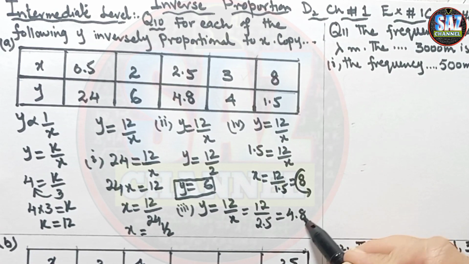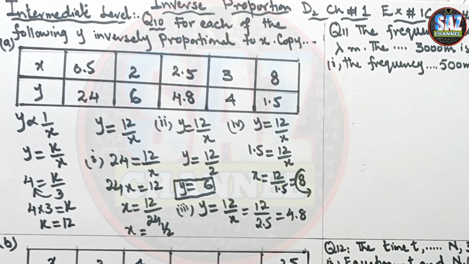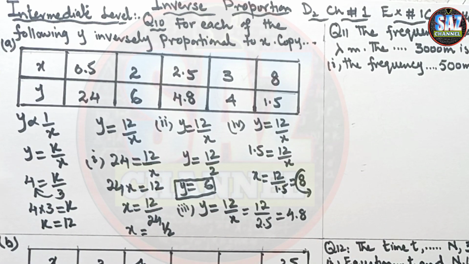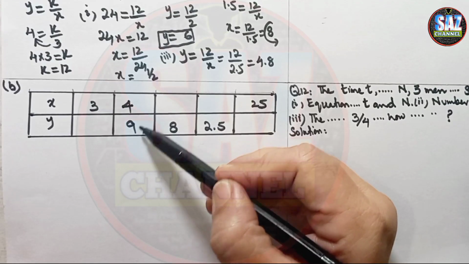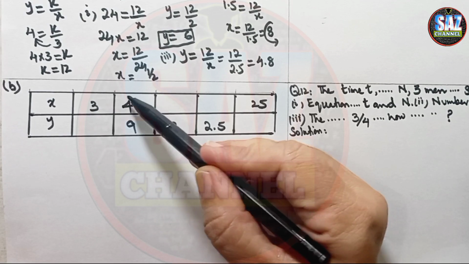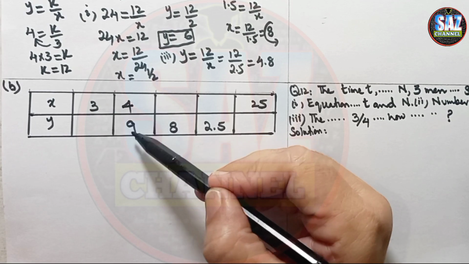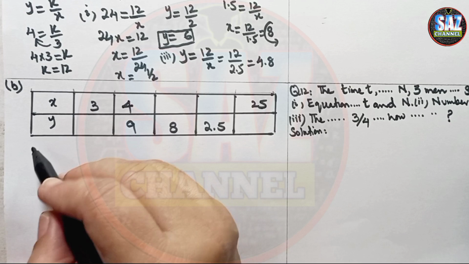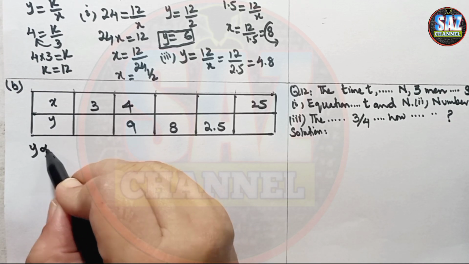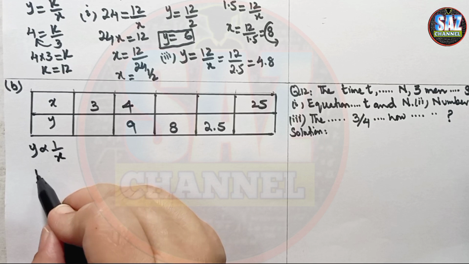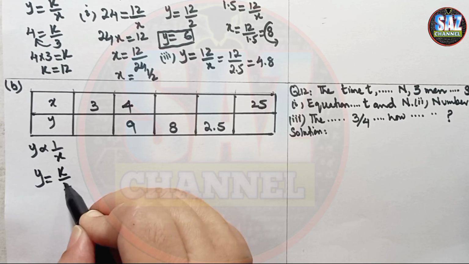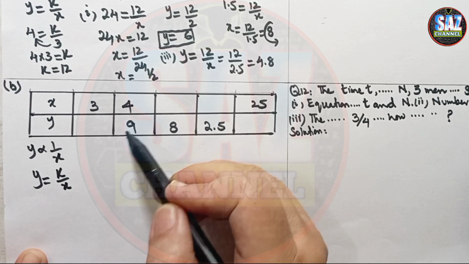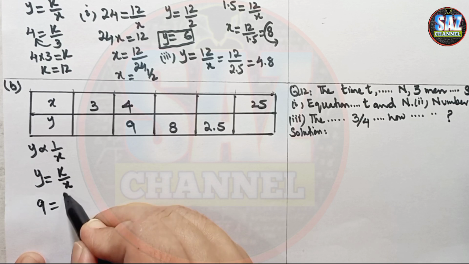Let's move to the next part of the same question. The main question is that y is inversely proportional to x. Again, this is the place where we are given values of x and y both, so this pair will be used for the calculation of the constant of variation. So let's write the relationship that y is inversely proportional to x, y equals k by x. Now in order to calculate the value of k, I have to replace y by 9 and x by 4.